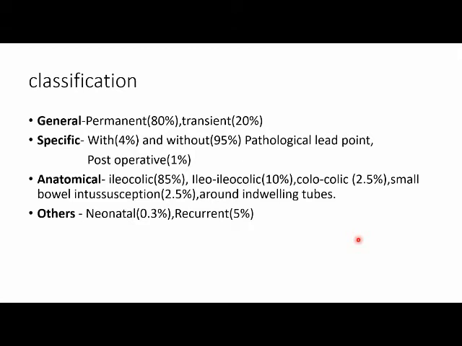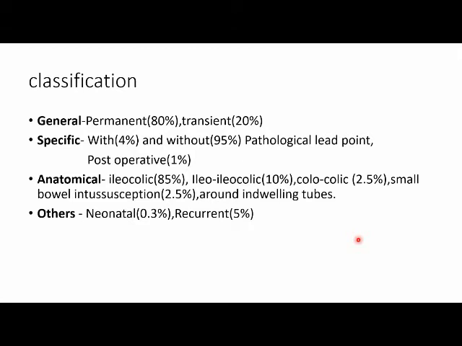And another classification is the anatomical classification, based on the anatomical segments which are involved in the intussusception. So the predominant one is the ileocolic, which accounts for almost 85% of the cases, followed by ileoileocolic, which accounts for almost 10% of the cases. And this is followed by colocolic intussusception, which accounts for 2.5% of the total number of cases. And small bowel intussusception is also seen, which can be jejunal or ileoileal. It accounts for almost 2.5% of the total number of cases.